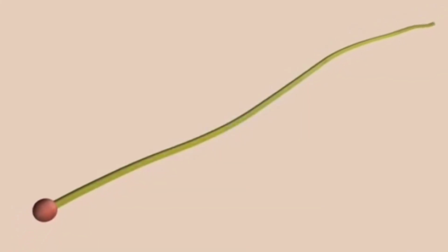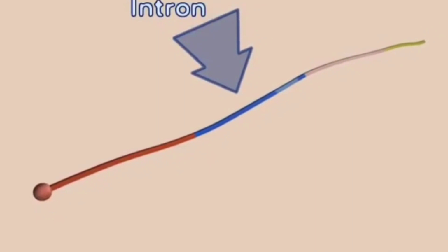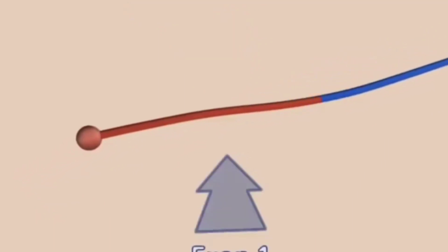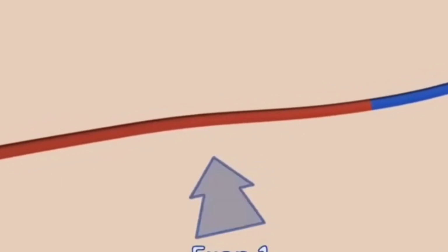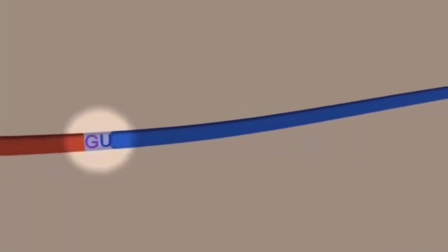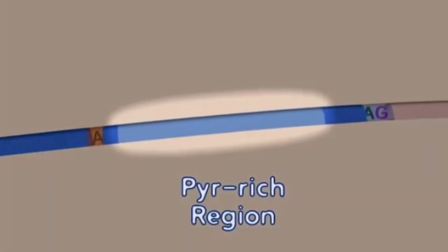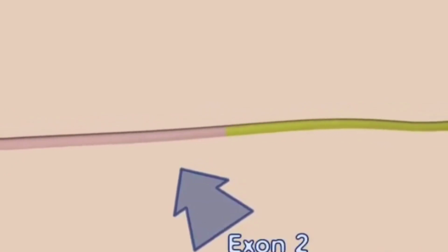Here we see an RNA molecule with a single intron. Several signals exist within the intron that are used in the splicing process. From the 5' end of the intron, this is GU, the A branch site, a pyrimidine-rich region, and on the 3' end AG. The GU and AG sequences define the beginning and the end of the introns.